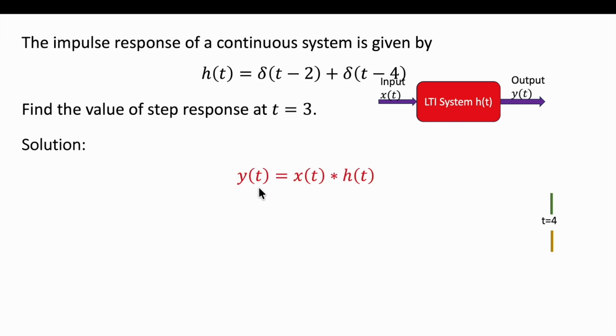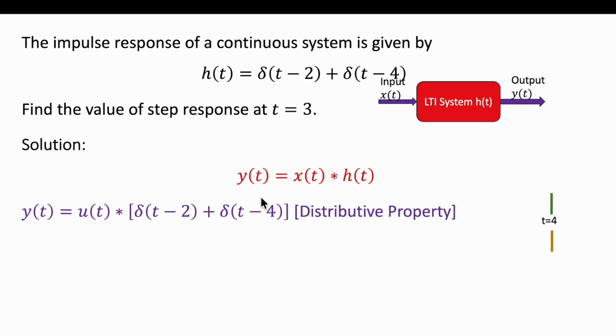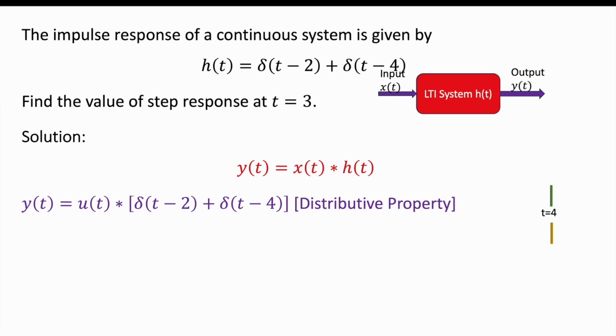So you can say that y(t) equals x(t) convolution with h(t), where x(t) is the unit step signal, and h(t) is delta(t minus 2) plus delta(t minus 4), a shifted version of the impulse. We can use the distributive property here. You first take the convolution of u(t) with delta(t minus 2), then the convolution of u(t) with delta(t minus 4), and then add them together.